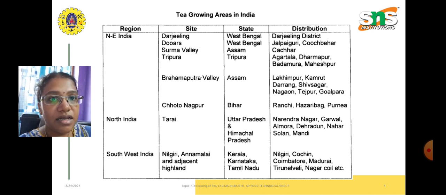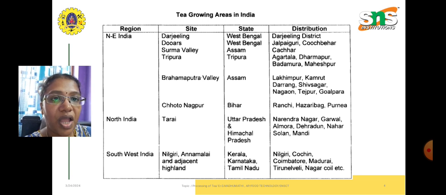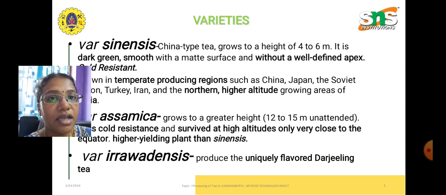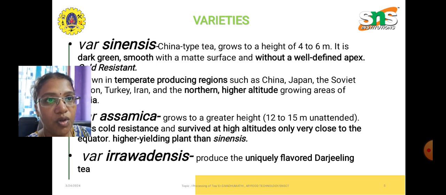In northeastern India, they are mostly distributed in the states of West Bengal, Assam, Tripura, Bihar, and in North India in Uttar Pradesh and Himachal Pradesh. In Southwest India, Kerala, Karnataka, and Tamil Nadu are the tea growing areas. And there are many varieties of tea that have been known to everyone.